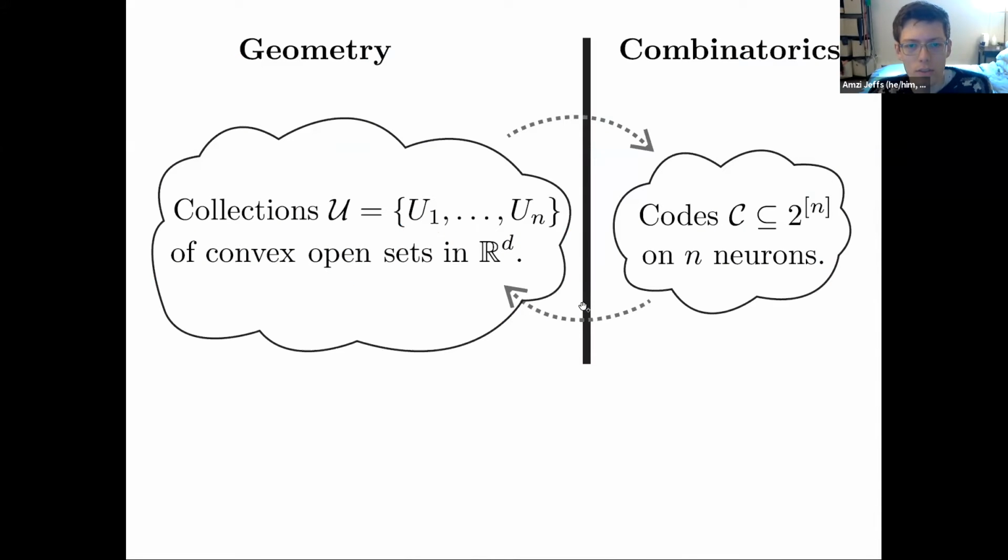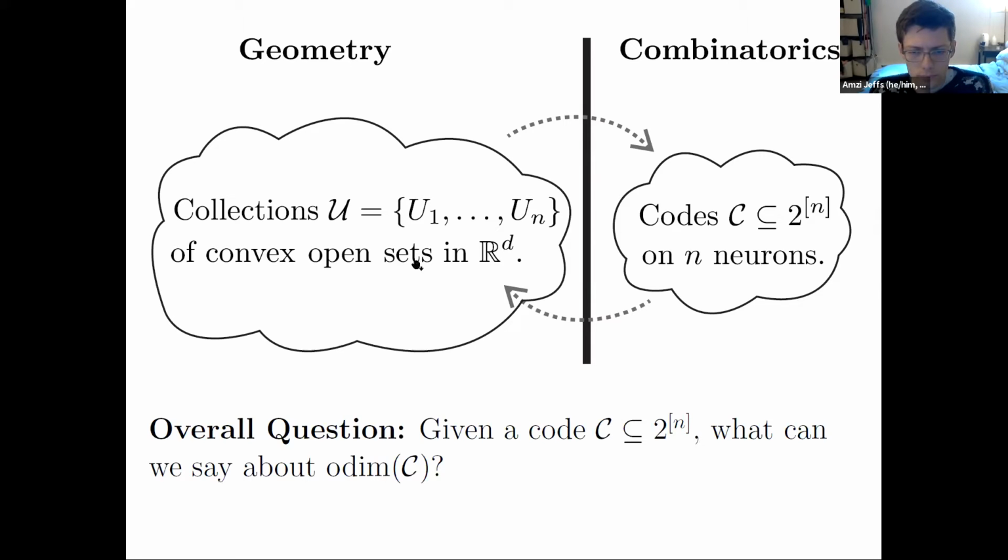Okay, so those are a few examples. And yeah, this is the kind of big picture we're looking at. We have collections of convex open sets. We know how to turn them into codes pretty quickly and easily. And I want to be able to go the other direction, in particular, in a sort of minimal way where I find a realization in a small dimension. And that's the general question I'm trying to answer: if you hand me a code, what can I say about its open embedding dimension?